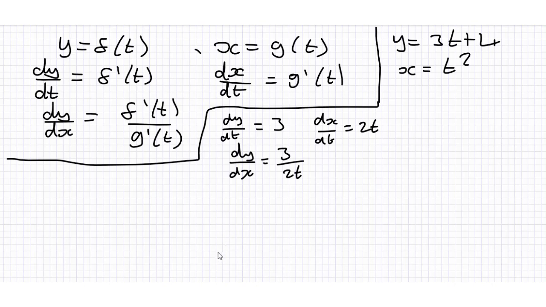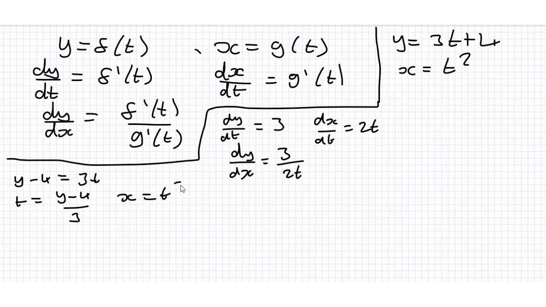Now we want to write x and y in terms of each other, so we want to get rid of the t. If we want to get rid of this t, then we want to rearrange one of these equations for t. We want to use the linear equation because ideally we don't want to have squares in here. So I want to rearrange this top equation, y equals 3t plus 4, for t. So I get y minus 4 is equal to 3t, which gives t is equal to y minus 4 over 3.